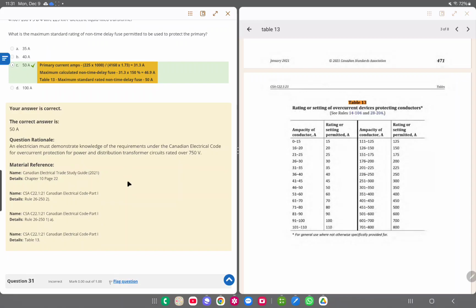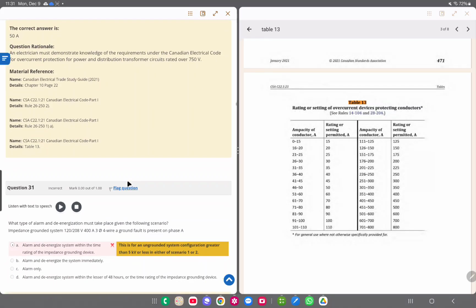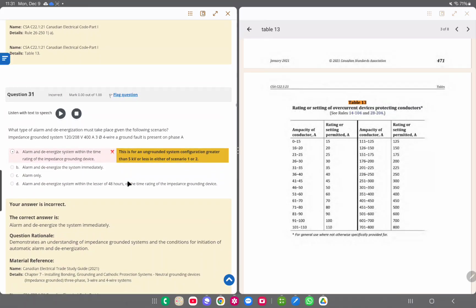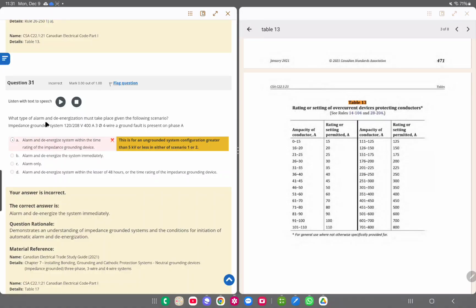So wet being 1.5, dry being 1.25. What type of alarm and de-energization must take place given the following scenario? Impedance grounded system, 120/208, 4-wire, ground fault is present on phase A. Alarm and de-energize system within the time rating of the impedance grounding device.